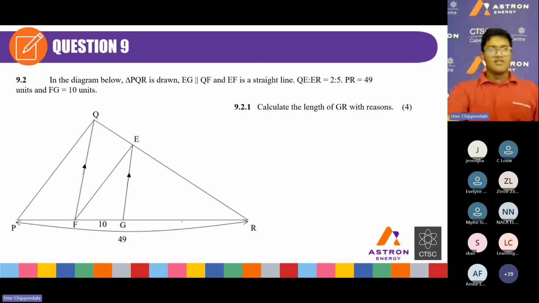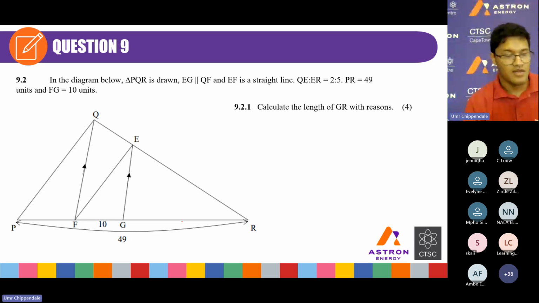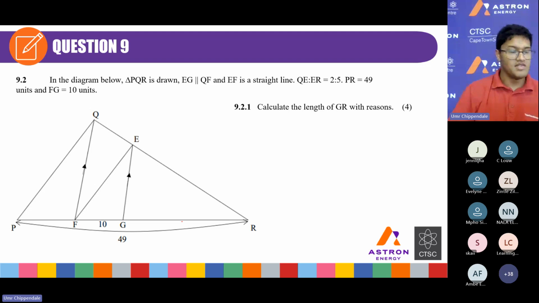In the diagram below, triangle PQR is drawn. EG is parallel with QF, and EF is a straight line. The ratio QE to ER is equal to 2 to 5. And then PR is equal to 49 units. The last thing they tell us is FG is equal to 10 units.